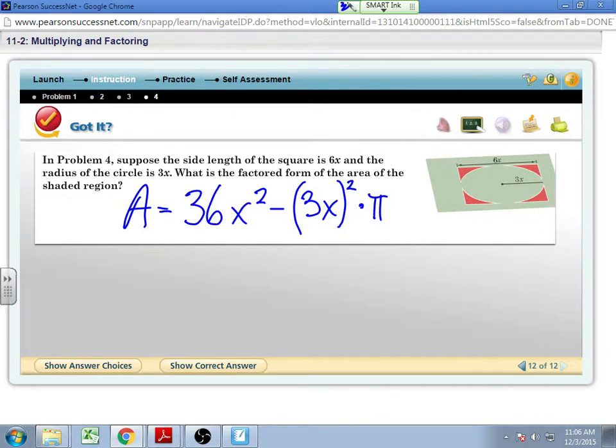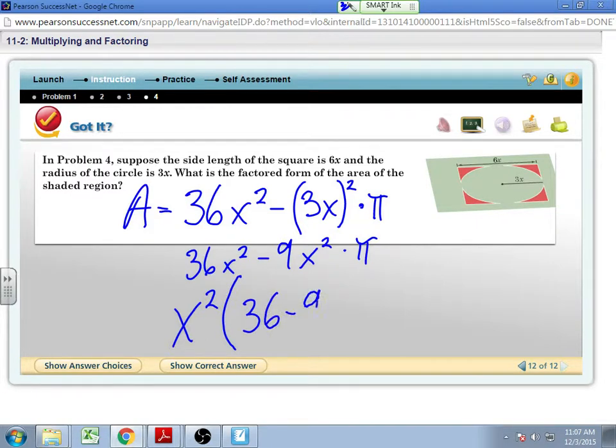Then if you want to simplify more, you get 36x squared minus 9x squared. Then what you can do is simplify it down for the common factor x squared. So then you get x squared times 36 minus 9 pi.